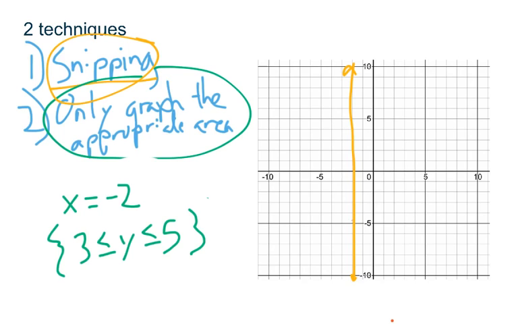I'm going to apply my new range. So I'm going from 3 to 5. So it's a real short one, right here to right there. Connect it. That's it, because this was the part of the range that I was restricted upon.